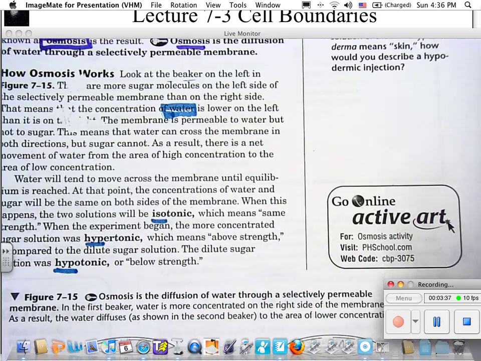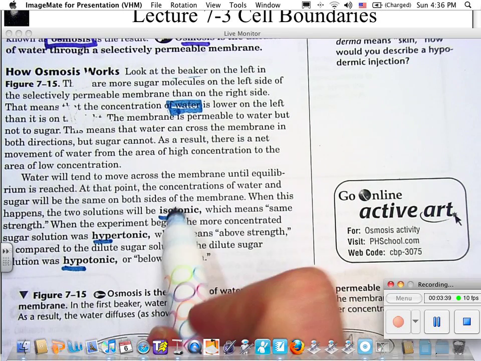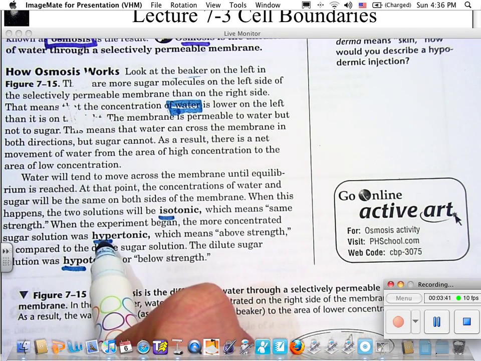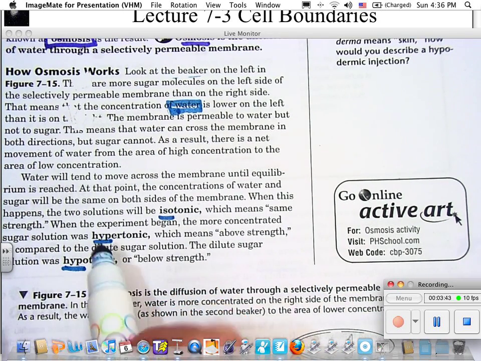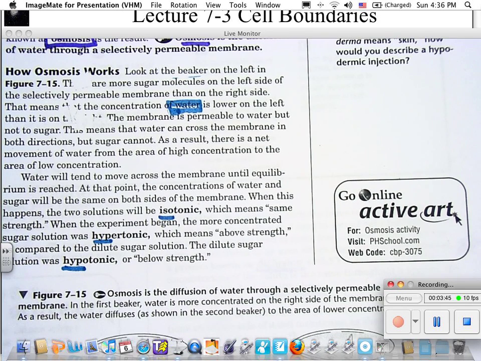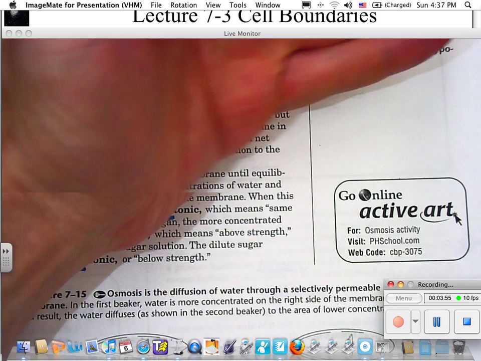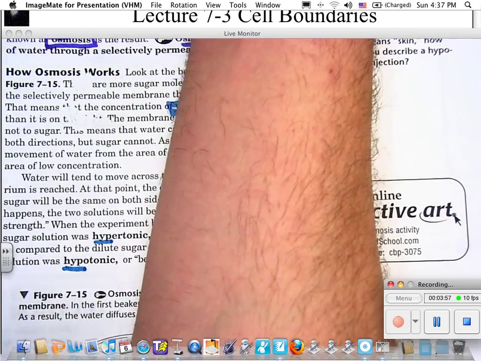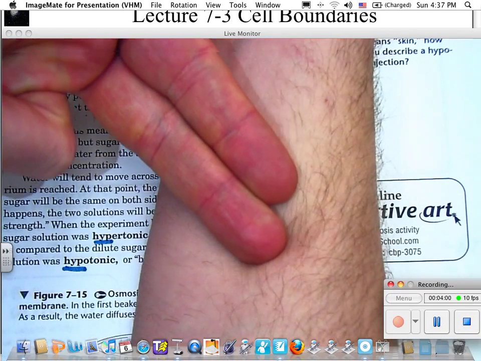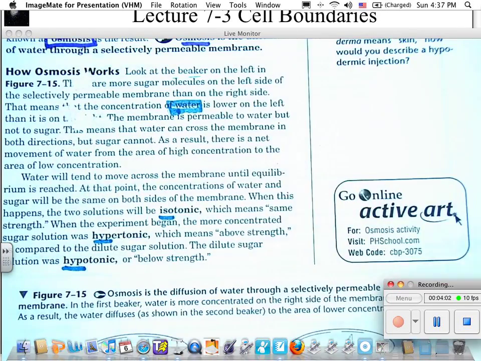Alright, so here we've got a couple of words. First, iso means the same, hyper means above strength. Other words like hyperactive: he's hyper, he's above strength, he's got too much energy. Hypo is under or below. For example, you know the word hypodermic needle, when the needle goes under your skin, into your vein.